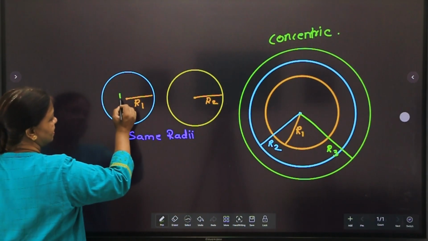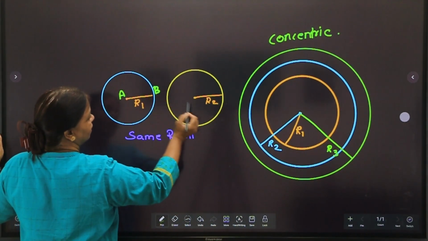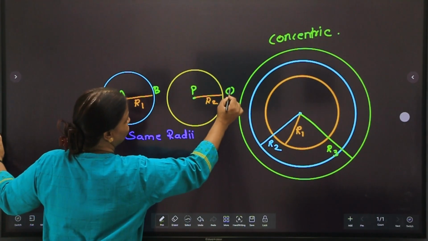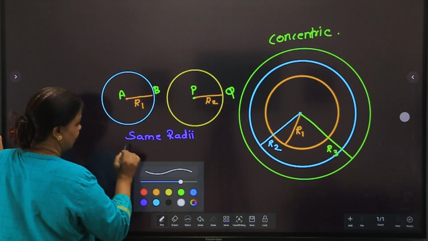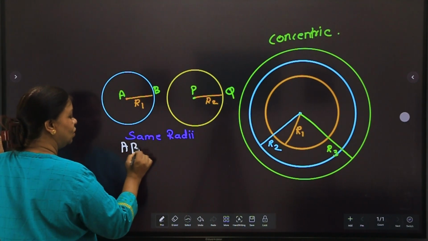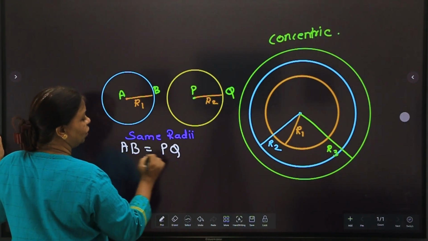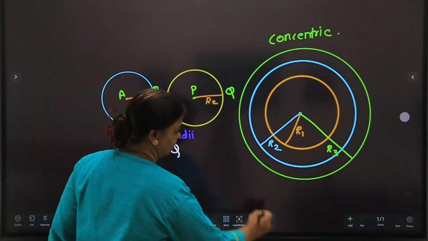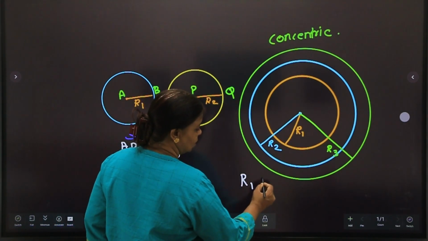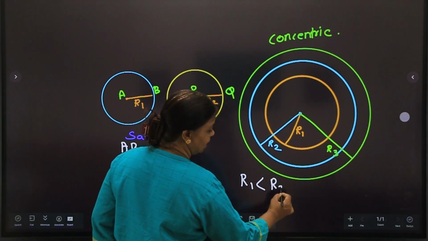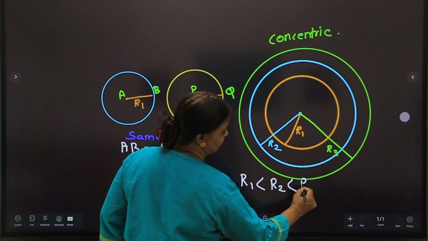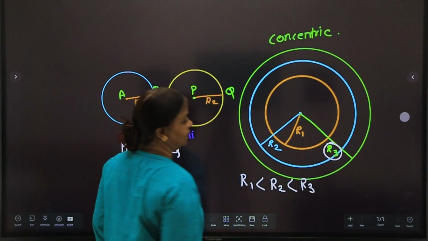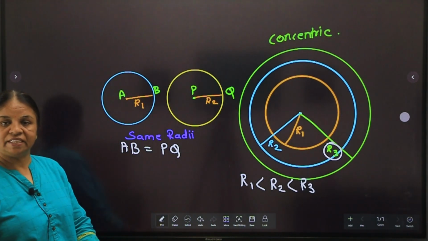If I say this is AB and this is PQ, I can say that AB is equal to PQ because the radii are the same. But here R1 is smaller than R2, which is smaller than R3. So R3 is the largest one. Clear? The same center is there.